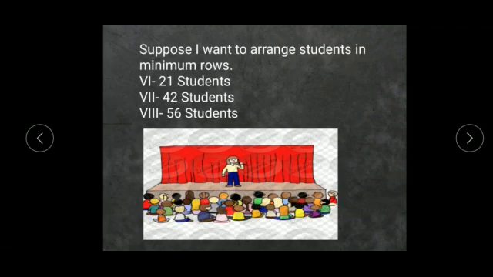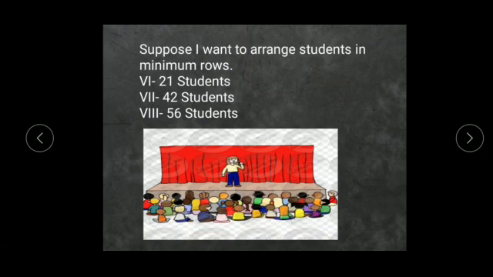As a meeting is arranged in the assembly hall, I want to divide students in rows, and that also in minimum number. The number of rows should be minimum. And in one row maximum students should be accommodated, and that also grade wise without leaving any student.